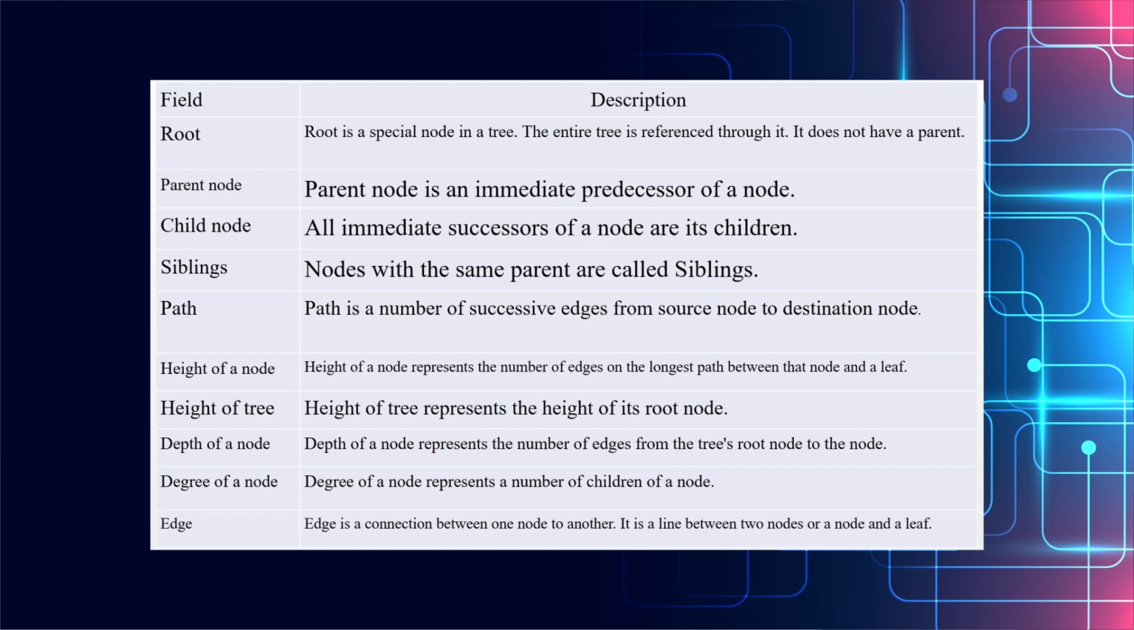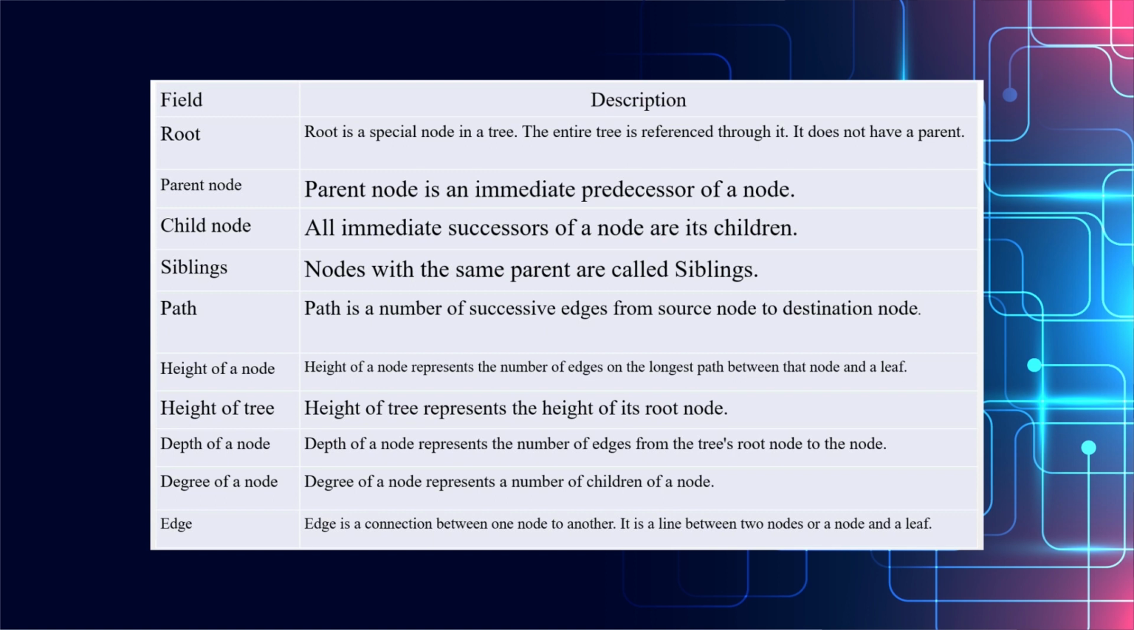One by one, I will describe all the terms, starting with the root. Root is a special node in a tree. The entire tree is referenced through it, and it does not have a parent. The second one is the parent node. A parent node is the immediate predecessor of a node. Next is the child node. All immediate successors of a node are its children. Siblings are nodes with the same parent. It means sibling nodes are all at the same level, under the same parent node.